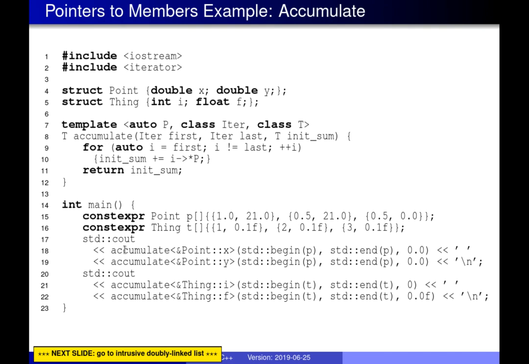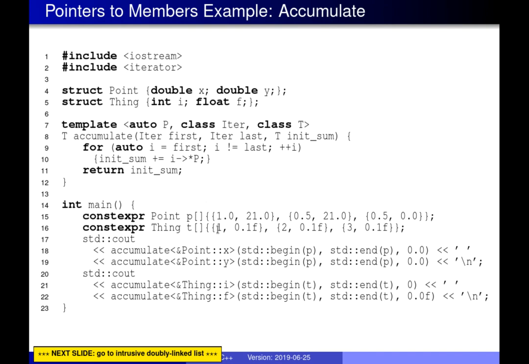We can also invoke the same template function, but in this case, we're giving it a different pointer to member. We're giving it the pointer to member for y, and again, we're looping over the whole array, and this is just going to sum up all the y values. So the y value is the second data member in the class, so it's going to basically be summing up 21 plus 21 plus 0. So we get 42. And then we do a similar thing using the array T here. So here we have an array of 3 things. And basically the first data member in this class is an int, and the second one's a float.